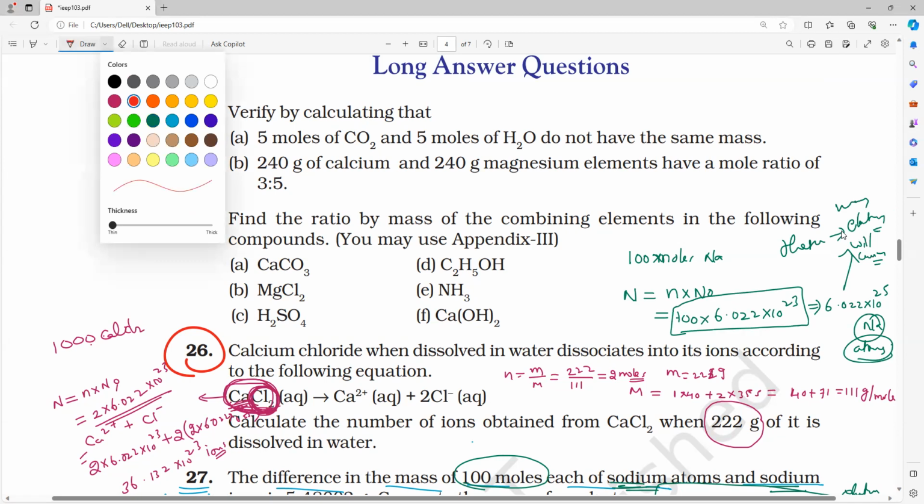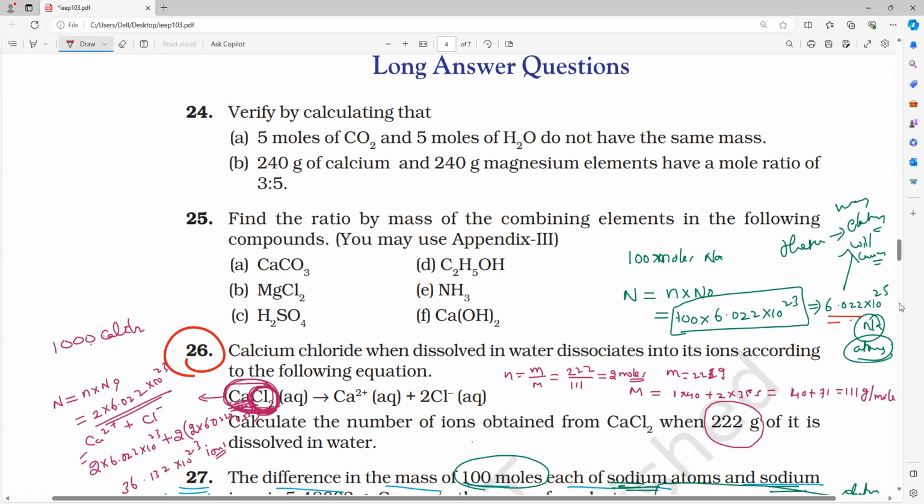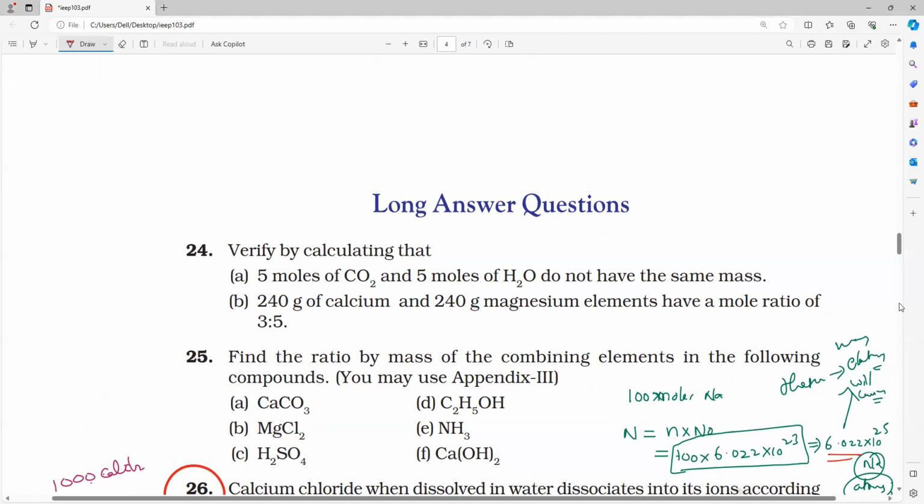If 100 people are there, 100 electrons will come out. If 1000 people are there, 1000 electrons will come out. Like that, if these many atoms are there, the same number of electrons will come out. Do you all understand what I'm saying? So the total number of electrons is 6.022 into 10 power 25 electrons.